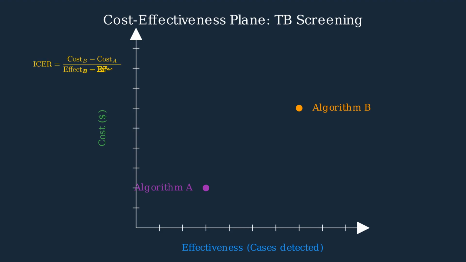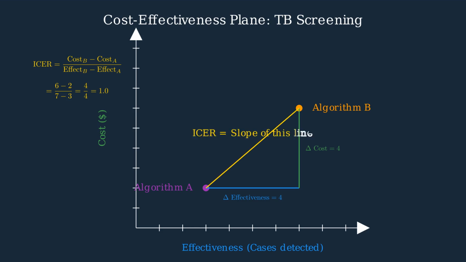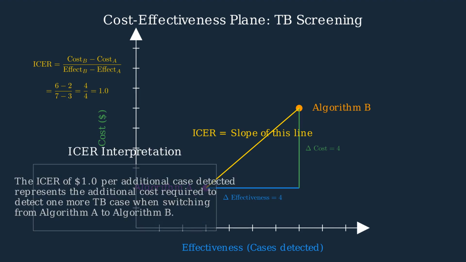The incremental cost-effectiveness ratio, or ICER, is calculated by dividing the difference in costs by the difference in effectiveness between these two algorithms. In our example, the cost difference is $4, and the effectiveness difference is 4 additional cases detected. Geometrically, the ICER is represented by the slope of the line connecting the two algorithm points on our cost-effectiveness plane. In this case, the ICER is 1.0, meaning that each additional TB case detected by switching from algorithm A to algorithm B costs an extra $1. This visual representation helps decision makers understand the trade-off between cost and effectiveness when choosing between different TB screening strategies.